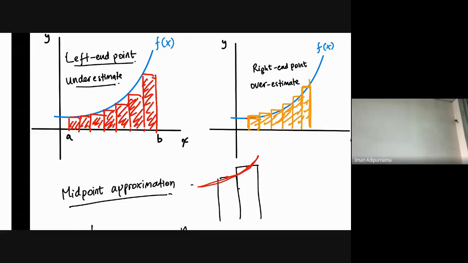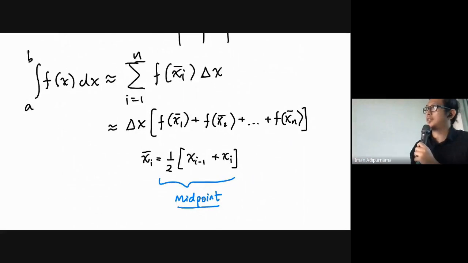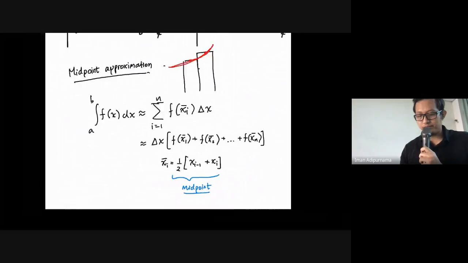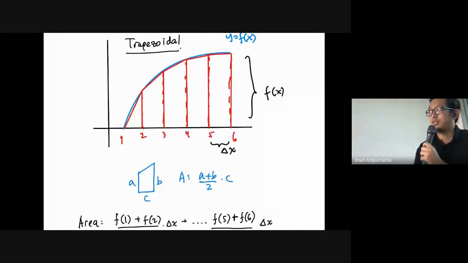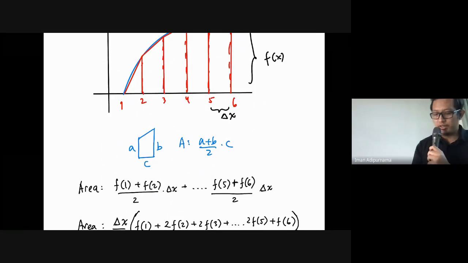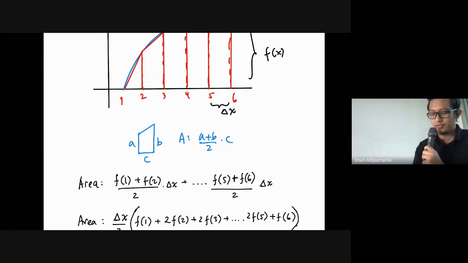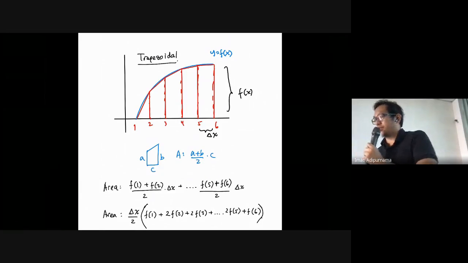Then we have the midpoint. Instead of left or right, we use the point at the middle of the box. This is how you approach it: half of the previous term plus the next term, the midpoint. Then we also have the trapezoidal rule. We replace the rectangular box with trapezoids, and we use the area of trapezoids. So there are 4: left, right, midpoint, and trapezoidal.